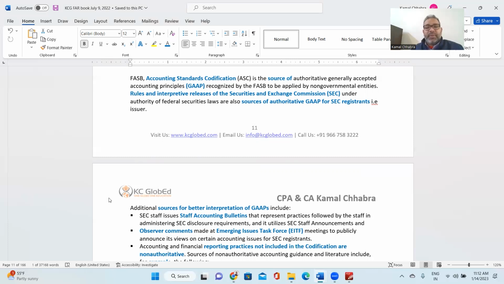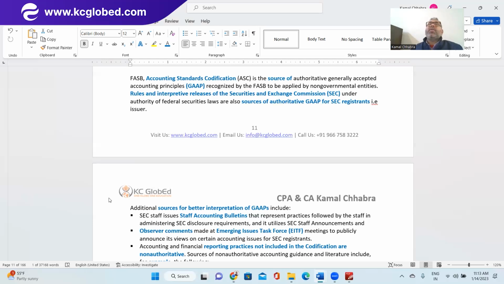The rules and interpretive releases of the Securities and Exchange Commission under the authority of federal securities law are also a source of authoritative GAAP for the SEC. Initially, the AICPA prepared the ASC, and later the SEC adopted the Accounting Standard Codification for listed companies, the issuers. The AICPA works majorly for non-issuers, and for issuers the body is the SEC and its sub-body, the PCAOB. The PCAOB and SEC adopt the accounting standards issued by the AICPA as the accounting standard for issuers.